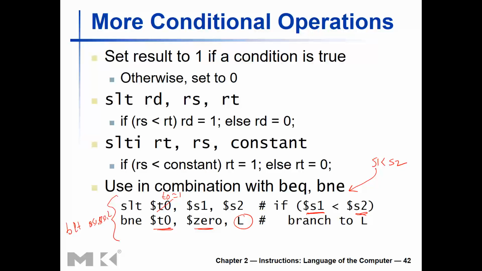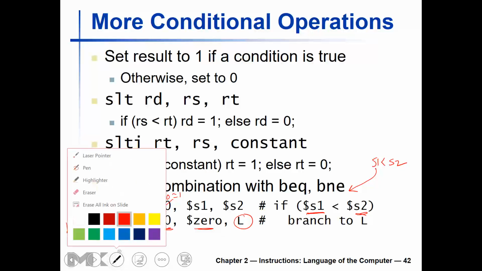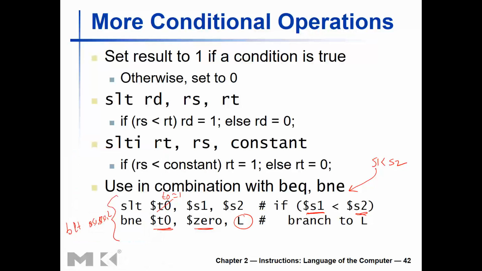Now, what if we assume that S1 is greater than S2? What's going to happen here? Set if less than will give 0. Now, when we compare T0 here to a 0, they will be equal. And because they are equal, we are not going to branch. So we will only branch if S1 is less than S2.